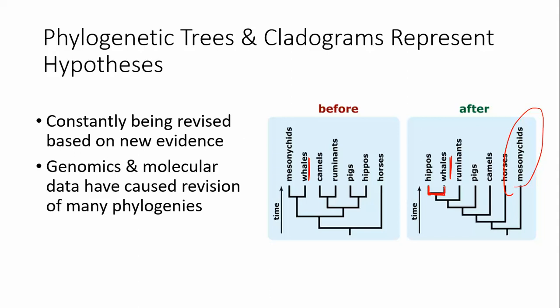So a whale is more closely related to a hippo than it is to, say, a cow or a goat or a camel. So that's going to be its closest living terrestrial relative. But then if we get further evidence at some point in the future that doesn't support this phylogenetic tree, we can modify it in the future based on the new evidence.